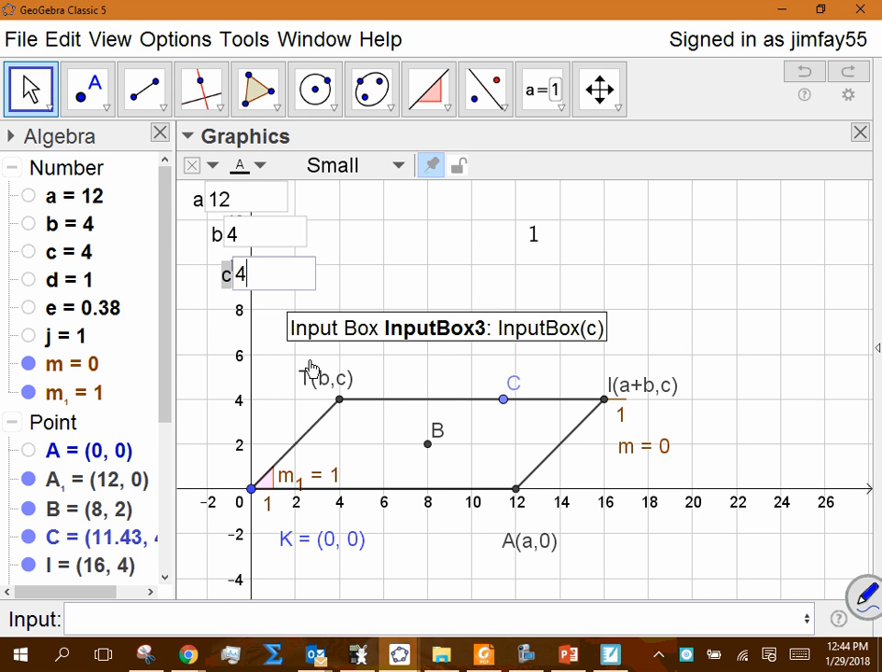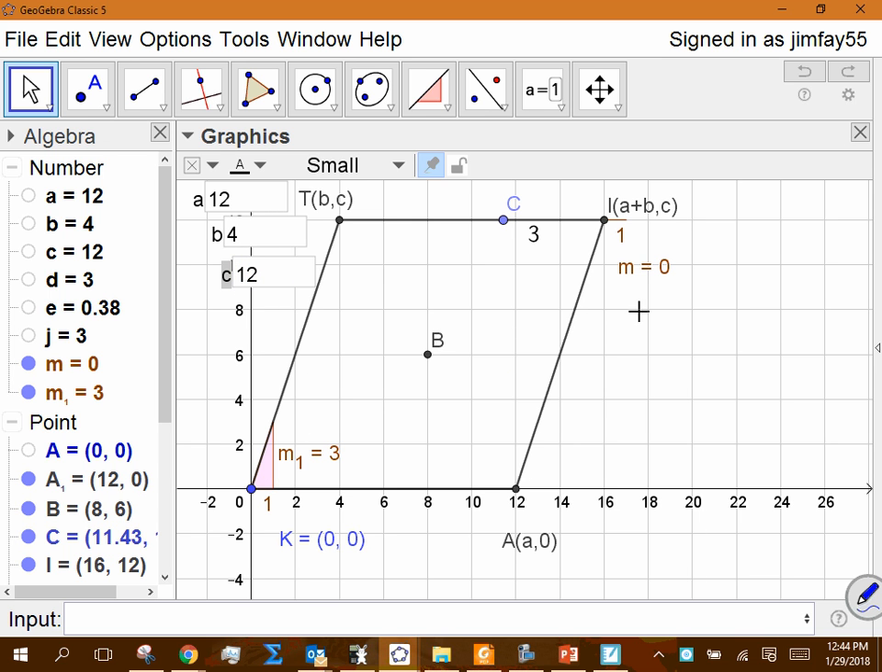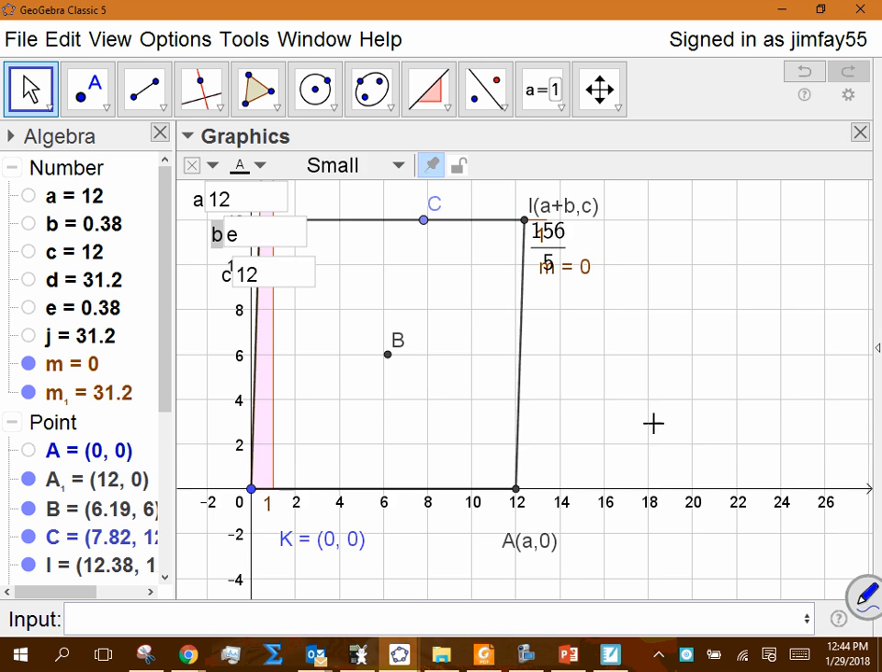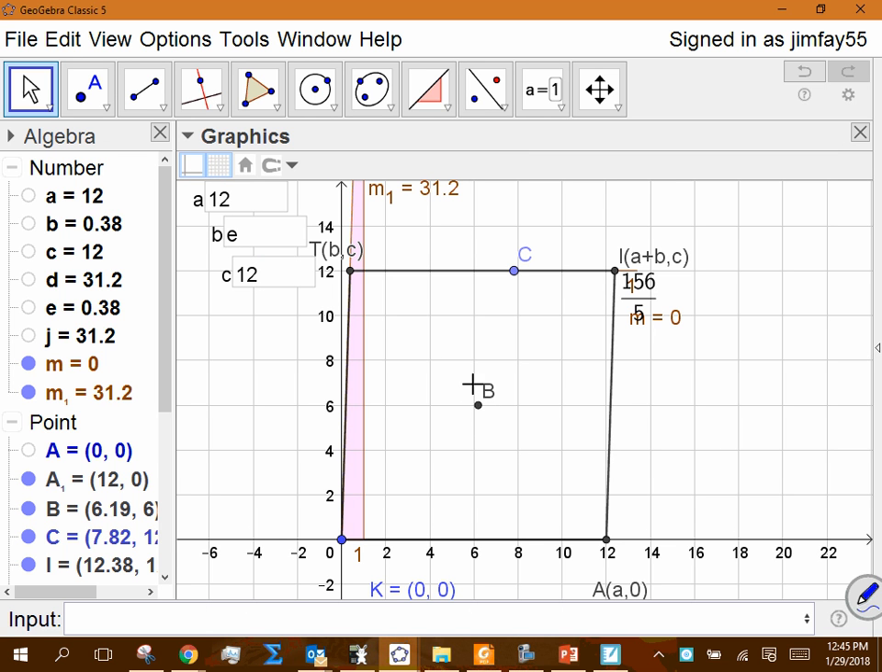But now what's nice is, C becomes 12. That thing is still the midpoint of both of those, and the diagonals are still bisecting each other, right? If B becomes, maybe that one goes to pi. Or maybe it goes to some other number, E. We still get that point B to be that midpoint. And we're seeing that that's the midpoint of both diagonals. Is that okay with everybody?